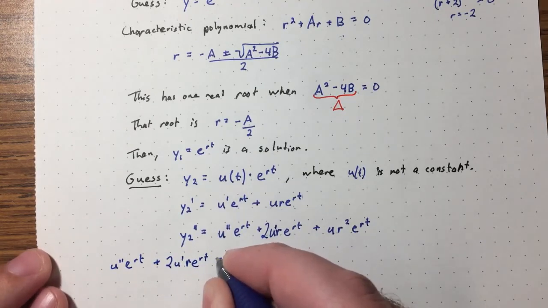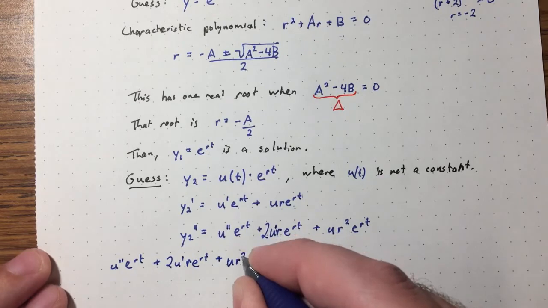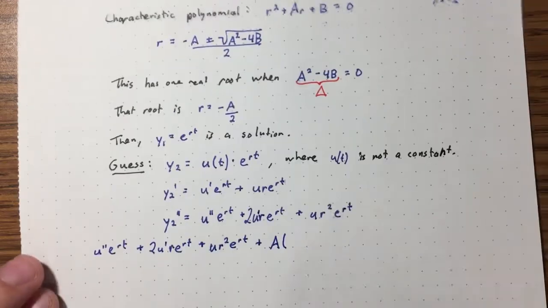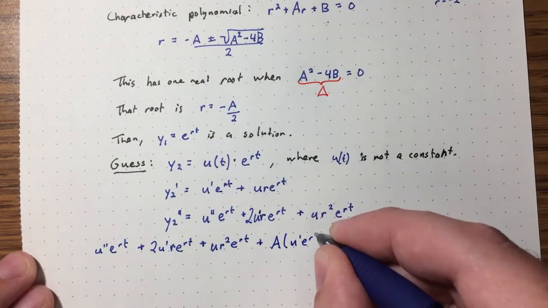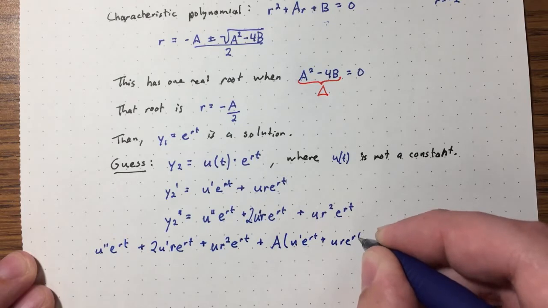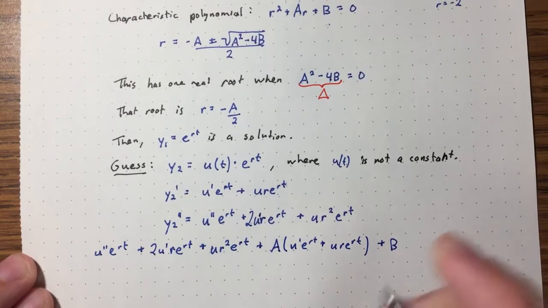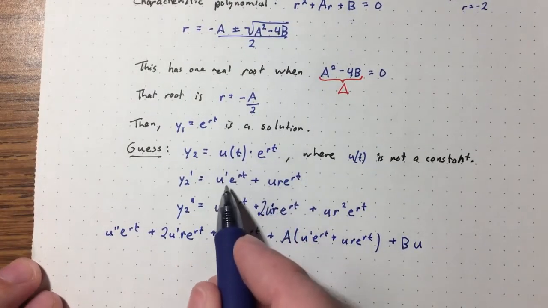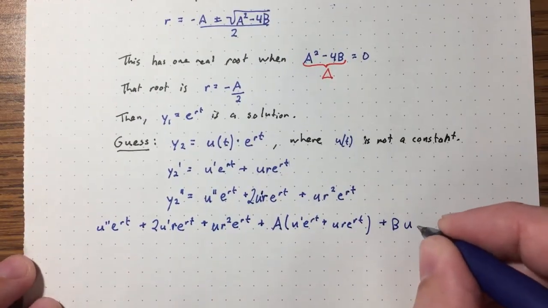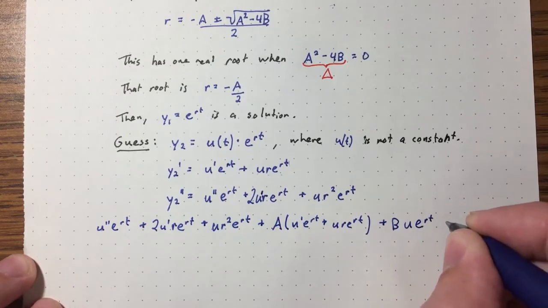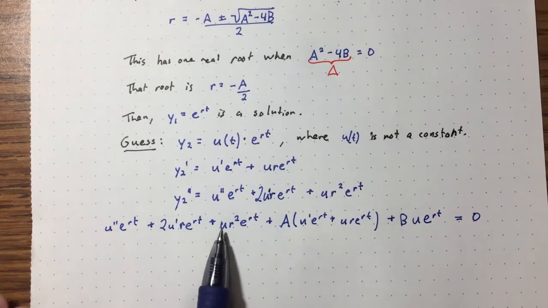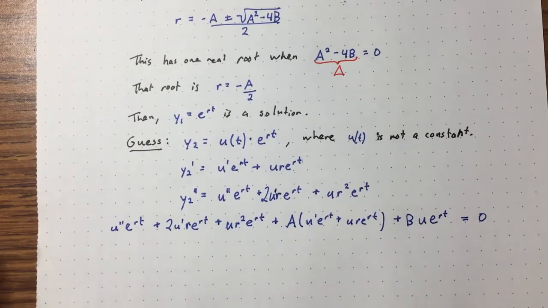e to the rt plus u r squared e to the rt. And then we have plus a times y prime: u prime e to the rt plus u r e to the rt. Plus b times just this one here. So notice I'm abbreviating u of t, I'm just calling that u, but u is a function of t. b u e to the rt. And we want this to equal 0. We want to choose u so that this is a true statement here. So can we do that, I guess, is the question.